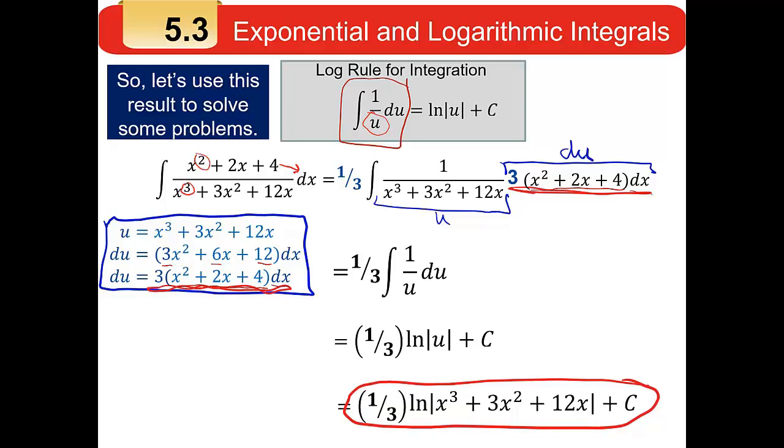You have to fit it into one of the formulas that you're working with. In this case, the one that generates the natural log of the absolute value of u as the answer.